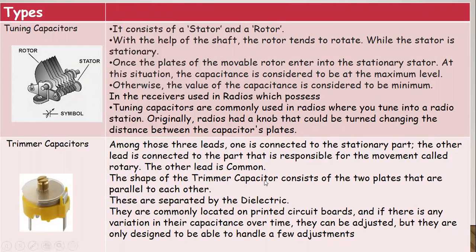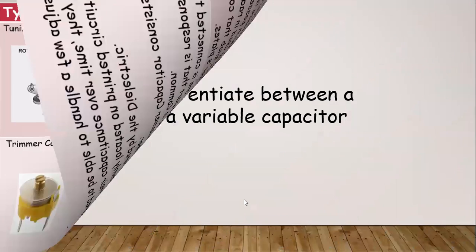The trimmer capacitor consists of two plates that are parallel to each other. They are separated by a dielectric. They are commonly located on the printed circuit board, and if there is any variation in their capacitance over time, they can be adjusted, but they are only designed to handle a few adjustments. So these are the two types of capacitors.